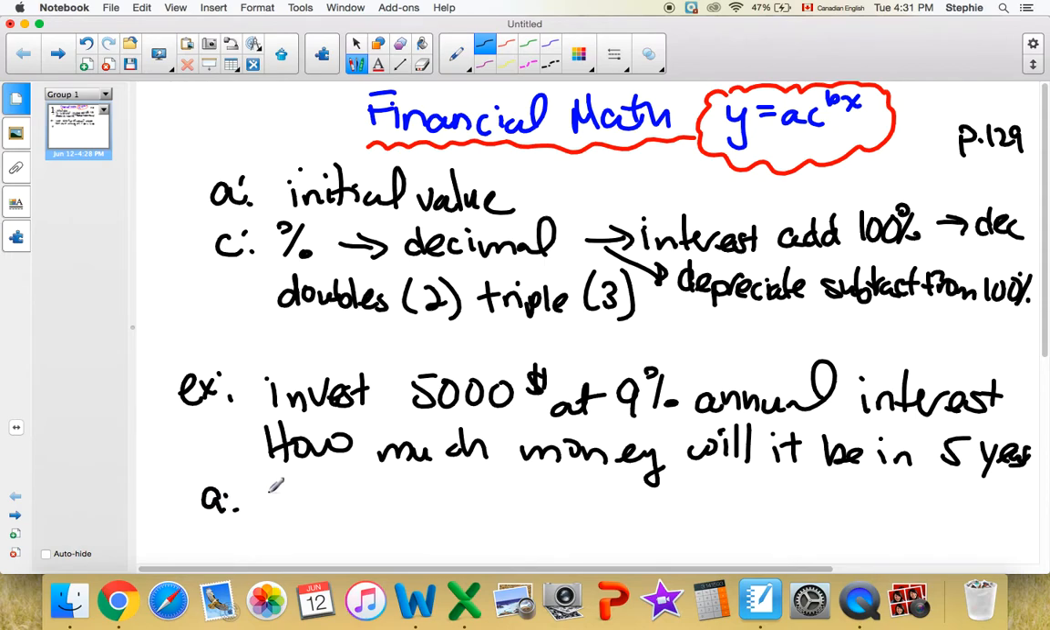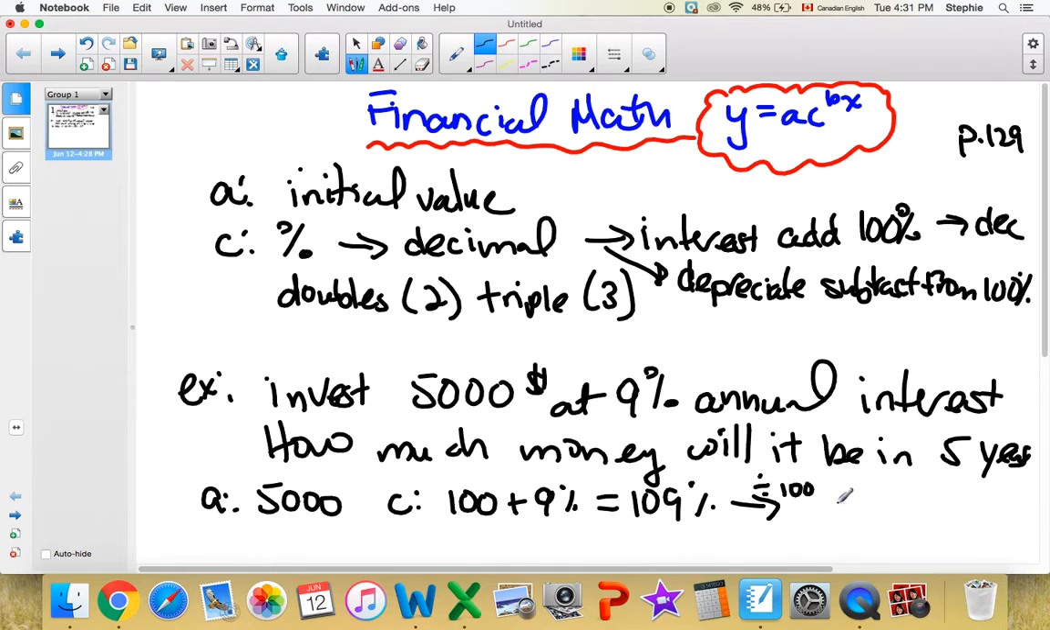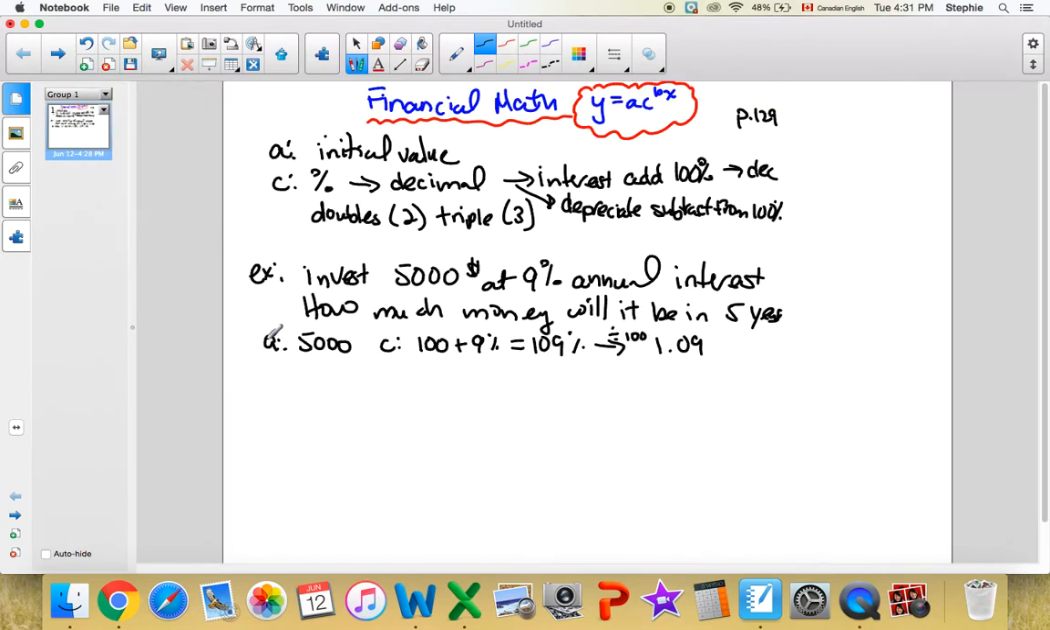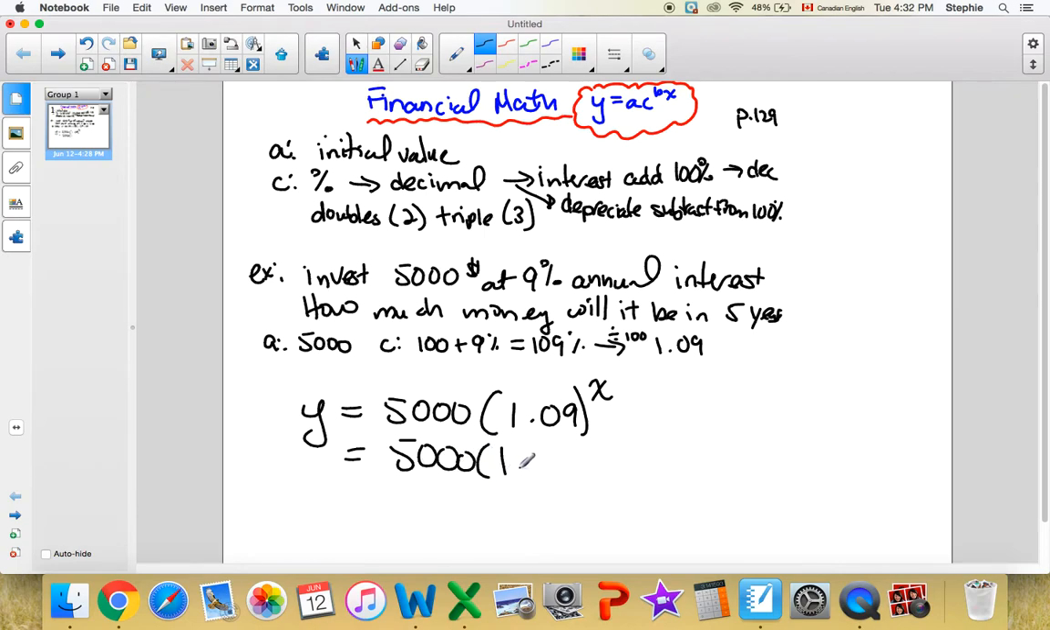So our A, that's going to be the 5,000 because that's what you're starting up with. Your C, well, that's your 9%, but because you're increasing it, it's 100 plus 9%, which makes 109%, and then you divide it by 100, and that means it's going to be 1.09. That's what you're going to put into the formula. So let me just decrease the page size so I could write. That is going to look like this as a formula. Y is equal to your 5,000 times 1.09 to the power of X. Now in this case, we know our X is 5. That is 5 years because I said so.